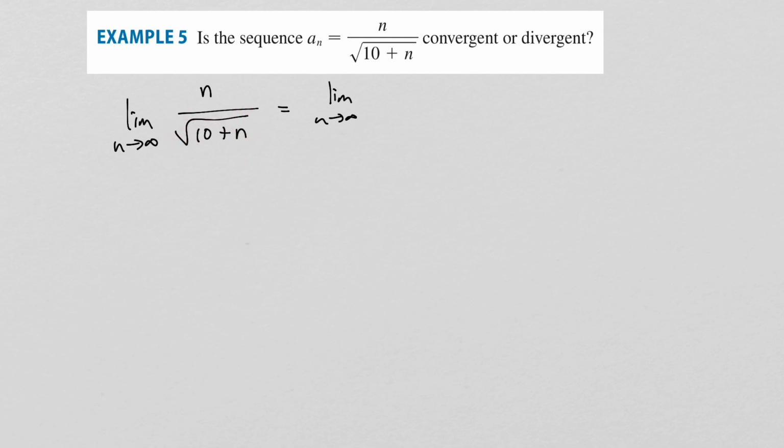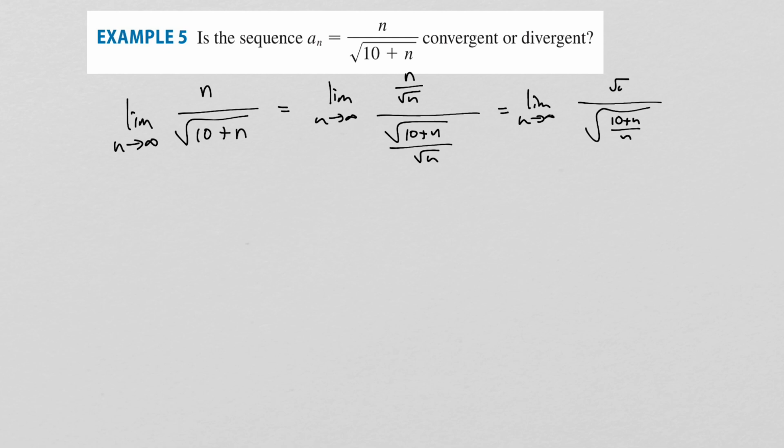So what I would need to do is divide the numerator by the square root of n and the denominator by the square root of n. And this will allow us to combine the denominator into a single radical, so 10 plus n over n. And on top, we'll just get radical n. Now from here, we can take the limit as n goes to infinity of the square root of n divided by the square root of 10 over n plus n over n, which is 1. So I'm just separating these.